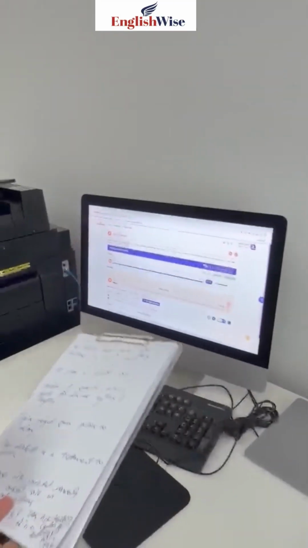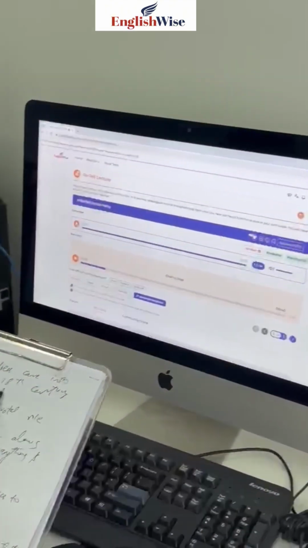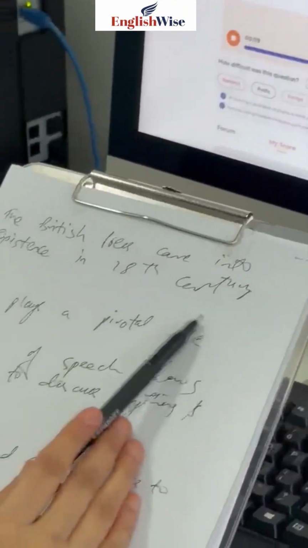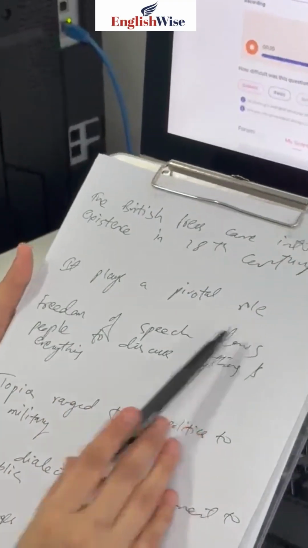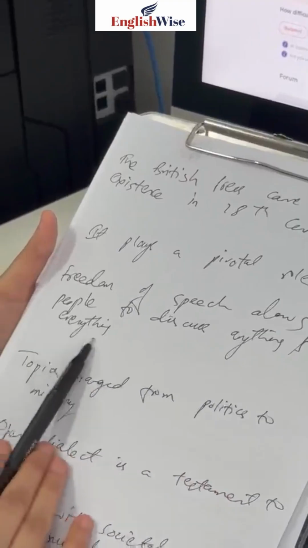The lecture was about British policy. Firstly, the speaker talked about the British press came into existence in the 18th century. Secondly, he mentioned British press plays a pivotal role. Moreover, he elaborated on freedom of speech allows people to discuss anything and everything.